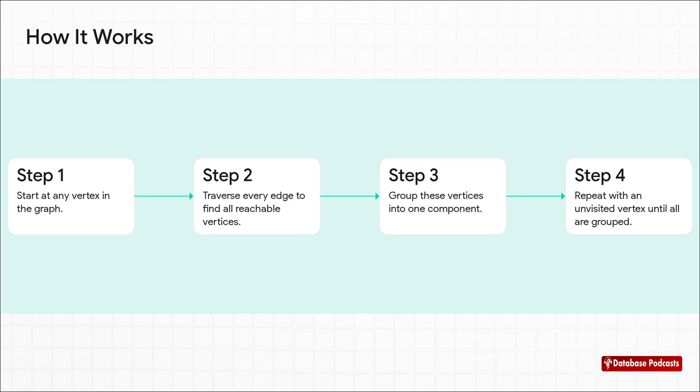You just pick a random starting point, any node will do, and you start exploring. You follow every single path you can find. Everything you touch, that's your first group, your first component. Then you just find a node you haven't visited yet, and you do the exact same thing again. You just keep going until every last node has been put into a group.